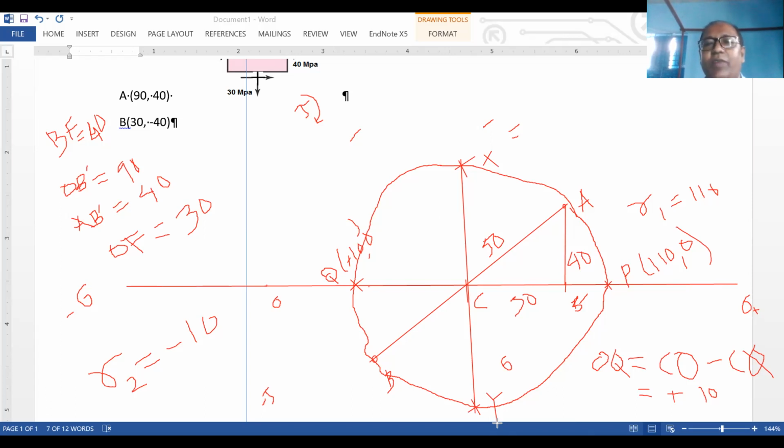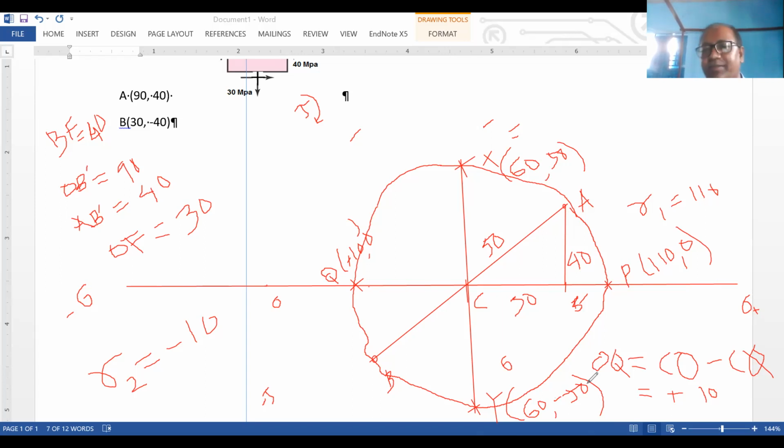The y is coming minus 50, and the x shear stress plus 50. And what is the x coordinate? The coordinate of C, we got 60. So in the x coordinate we are getting OC 60 plus 50, where 50 is the shear coordinate. At the y, we are getting 60 minus 50. So you will say tau 1 equals positive 50 and tau 2 equals negative 50.